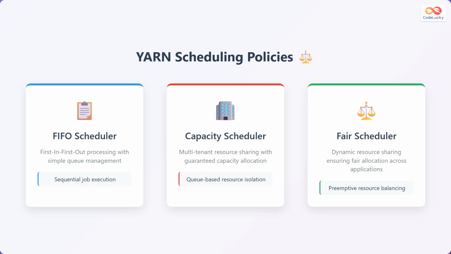YARN offers different scheduling policies to manage resource allocation. The first one is first in first out, often called FIFO scheduler. FIFO scheduler processes applications in the order they are submitted, using a simple queue. Second one is capacity scheduler. The capacity scheduler allows for multi-tenant resource sharing by providing guaranteed capacity allocation to different queues. The third one is fair scheduler. The fair scheduler dynamically balances resources between applications to ensure fair allocation across the cluster.